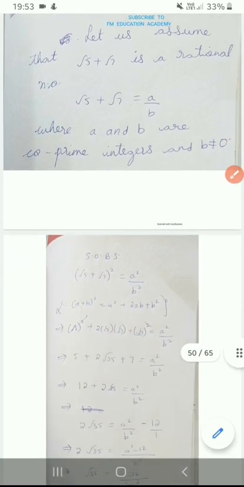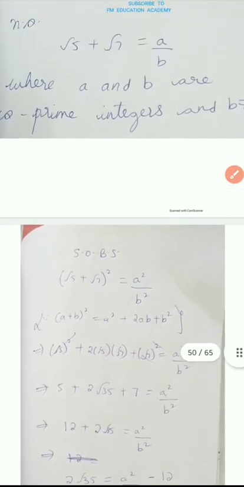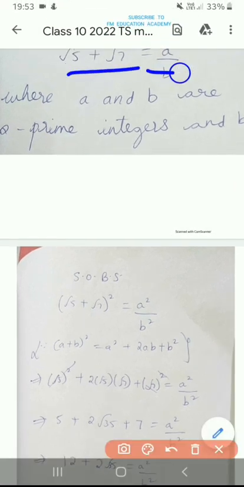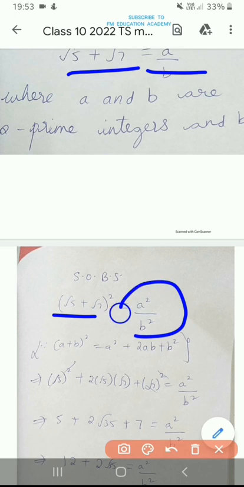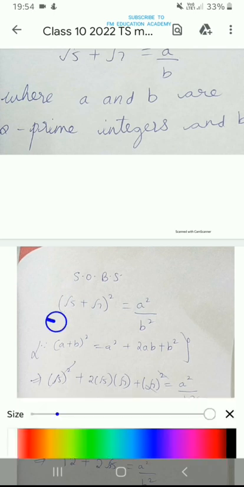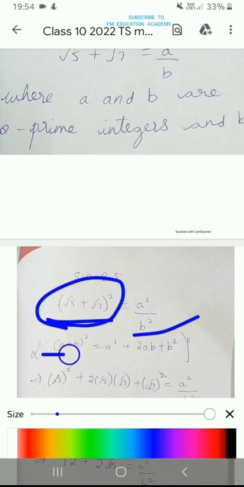Then what I have to do here: if I observe this equation, root 5 plus root 7, if I square on both sides, then I'll get this as rational. That is the procedure which I have followed to prove this sum. So squaring on both sides, the left side is in the form of a plus b whole square. What is a plus b whole square? a square plus 2ab plus b square.